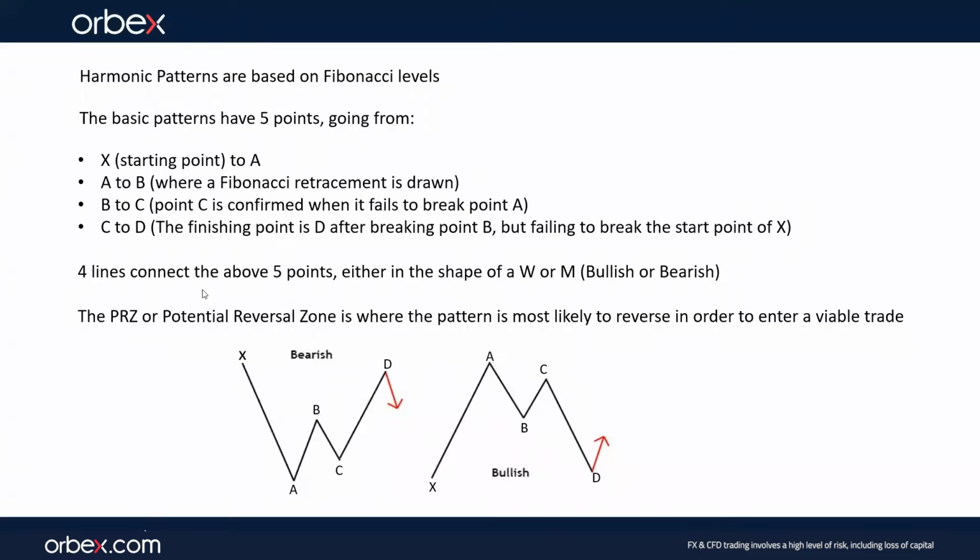4 lines connect the above 5 points, either in the shape of a W or M, depending on whether it's bullish or bearish. We are looking now at the PRZ, the potential reversal zone, where a pattern is most likely to reverse in order to enter a viable trade. So what we're seeing here is these points being completed, X to A to B, B to C, and C to D. And then once D has been established, we see the reversal zone, and that's where we can enter a trade. Similarly, with a bullish pattern, we go in the opposite direction, looking like an M shape. And when we hit point D, we start moving higher, and that will be where the entry point is located.